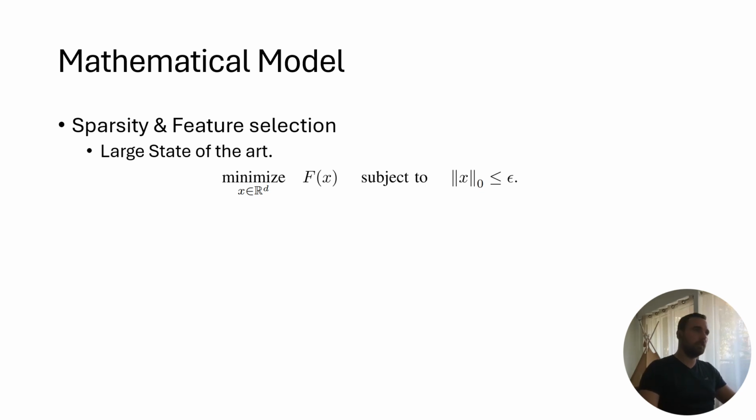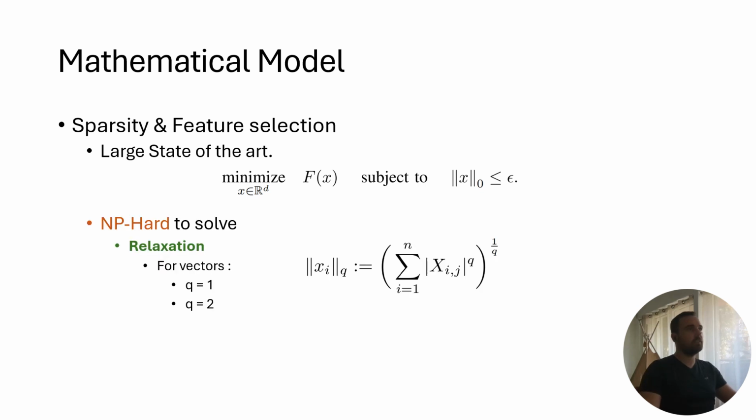I want to optimize some loss function, but I don't want more than epsilon non-zero values in my weights. This is the basic definition, but it is NP-hard to solve because the L0 constraint is a combinatorial constraint. This is a well-known fact, and since then we have many relaxations. For example, for vectors, most of the time you can use a q norm. For example, the q equals 1 norm, the sum of the absolute values, is just the LASSO.